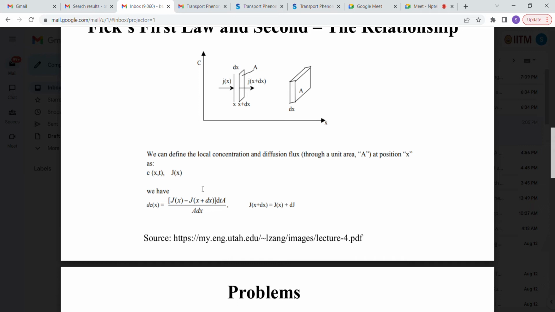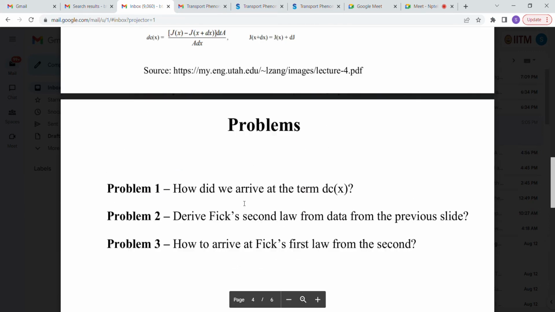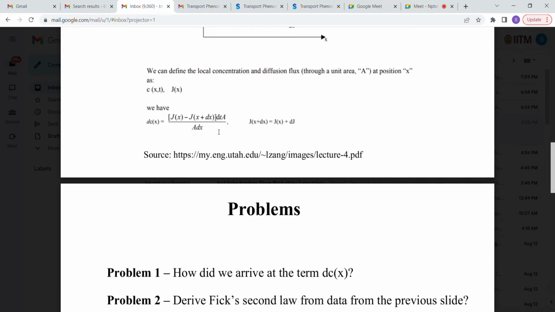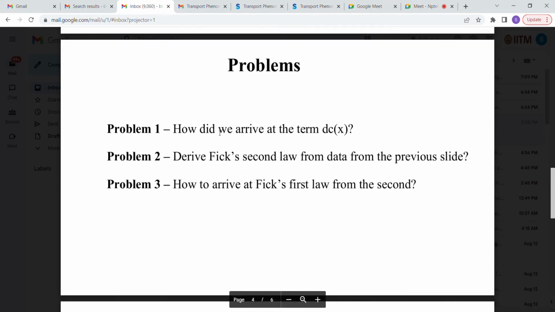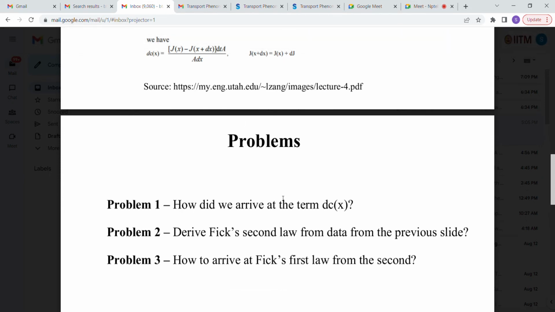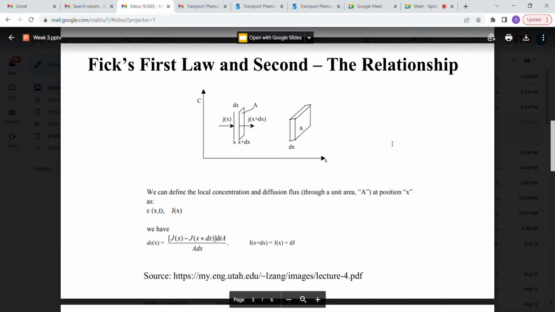Now let's go to the problems. The first problem is how we arrive at this term, which I said that I'll explain to you later. The second is how to derive Fick's second law from the data from the previous slide. These two equations are enough to derive Fick's second law. And the third question is how to arrive at Fick's first law from the second law. Right now, I'm going to wait for another 10 or 15 minutes for you to absorb what we have just said.